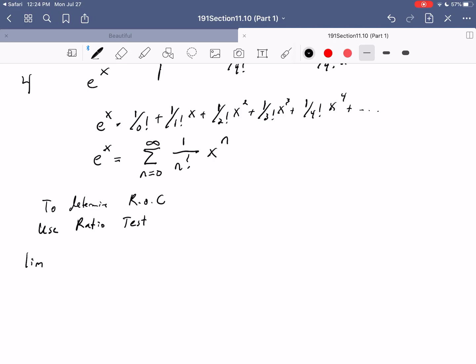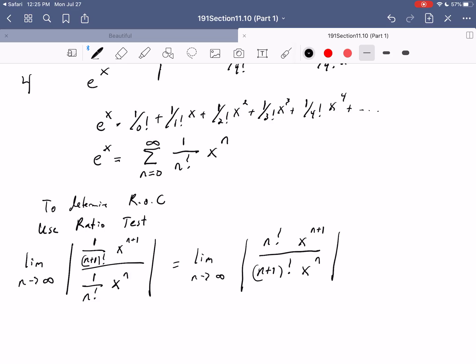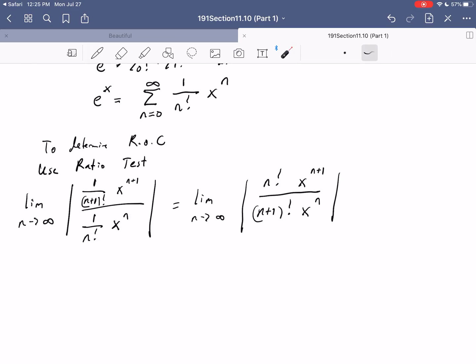So we want to take a look at the limit as n goes to infinity. We'll plug in n plus 1, so we have 1 over n plus 1 factorial, x to the n plus 1, divided by 1 over n factorial, x to the n, all in absolute value. Let's go ahead and flip this up here and flip this down here and then take a look. So we have limit n goes to infinity, absolute value, n factorial, x to the n plus 1, over n plus 1 factorial, x to the n. Now we can do some simplifications. We can cancel this with this, and there'll just be an n plus 1 here, and we can cancel this with this, and there'll just be an x.